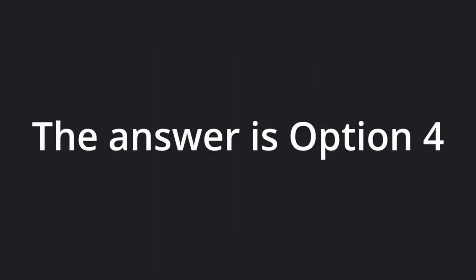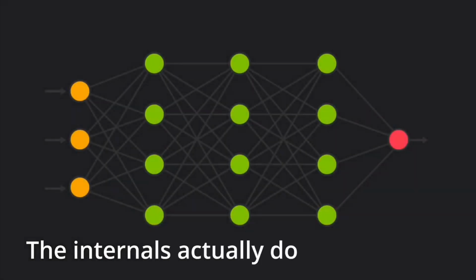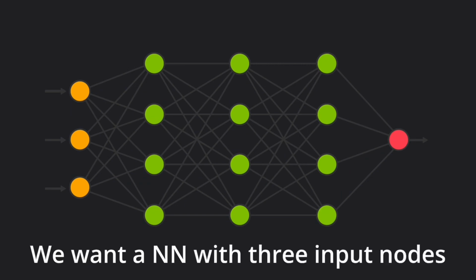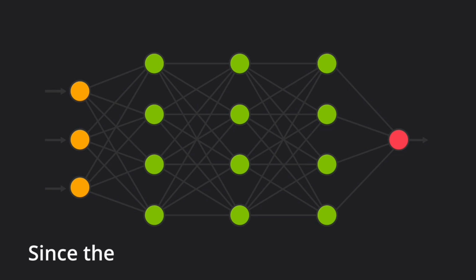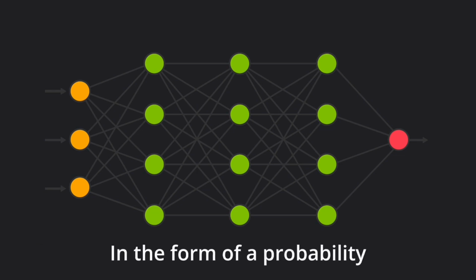The answer is option 4. The internals of the network actually don't matter for this question. We want a network with 3 input nodes, 1 for each word, and a single output node, since the network outputs one final number in the form of a probability.